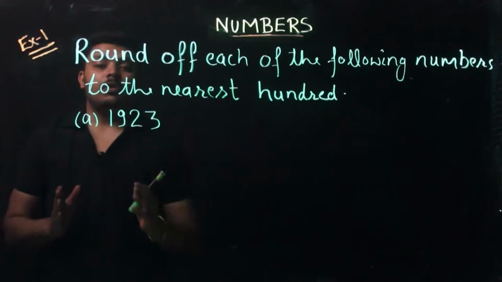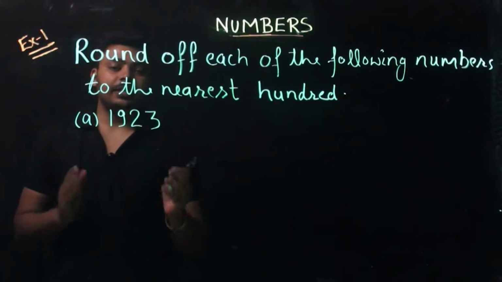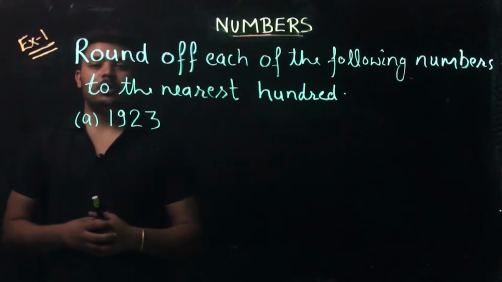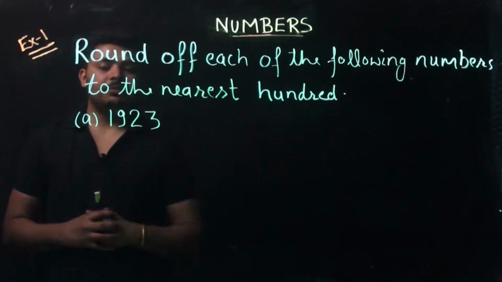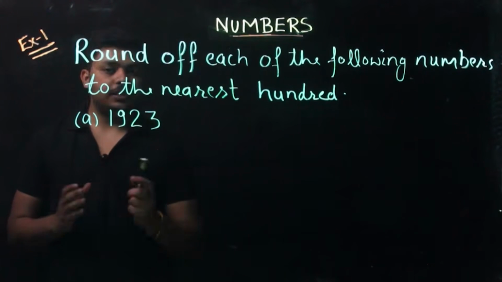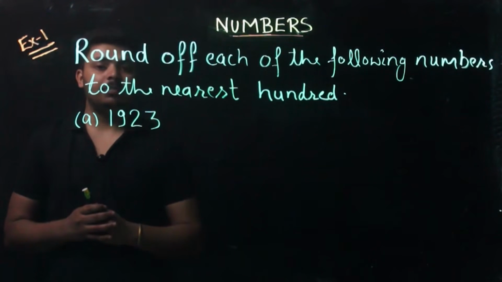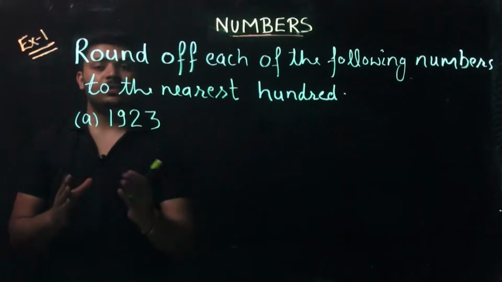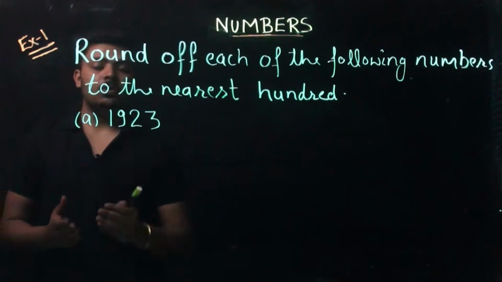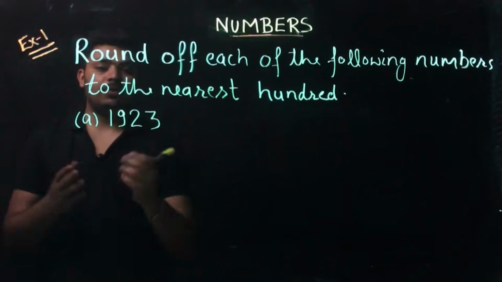So, the rounding of the number to the nearest 100 involves two major points. First, if the number at tens place is less than 5, then we need to replace the number at tens and ones place with 0 and the rest of the numbers remain the same. So, let's look at the example from first.